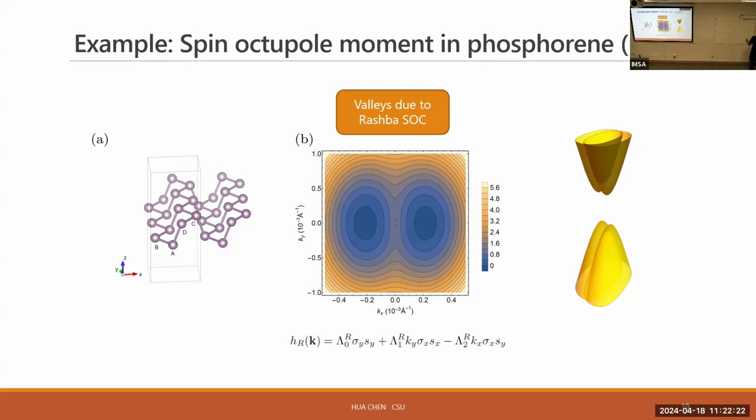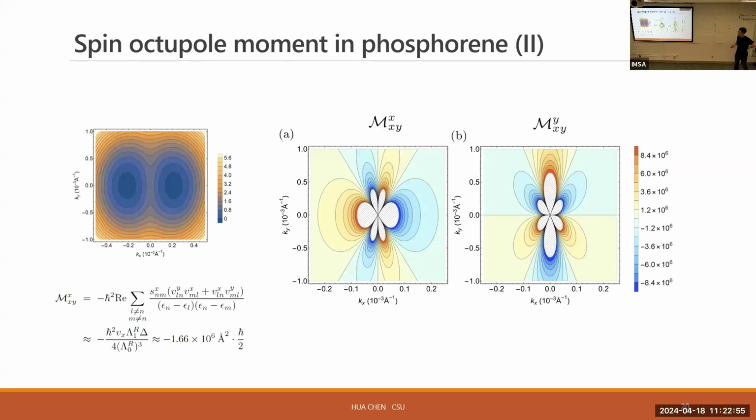Consider the in-plane electric field that can break the inversion symmetry, so all the bands become non-degenerate. And this is the band structure. This in-plane electric field also splits the conduction and the valence bands in a way that there are two valleys very close to the gamma point of the Brillouin zone. You can ask if there are multipole moments, octupole moments in particular, at these valley centers. So we used our formula to calculate these octupole moments and found that they are indeed generally non-zero.